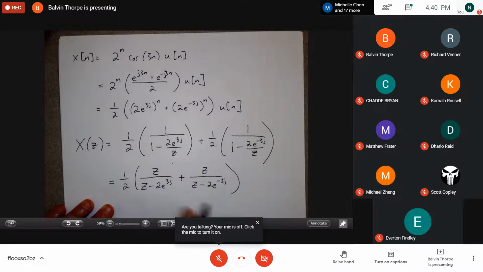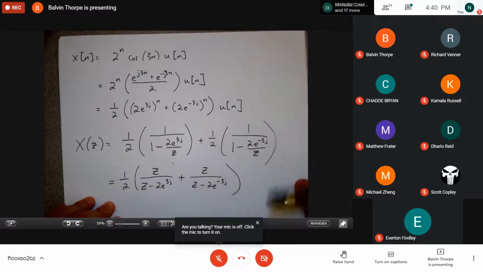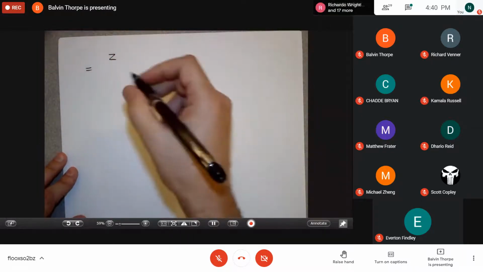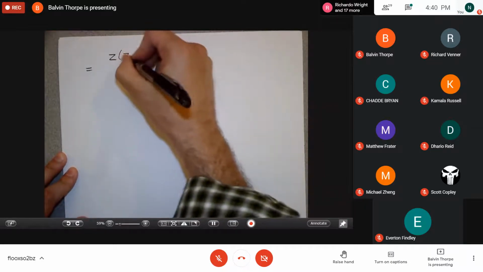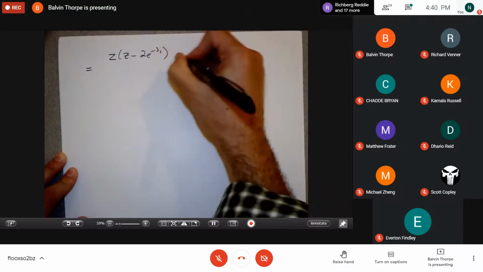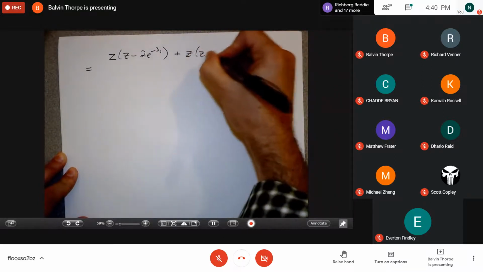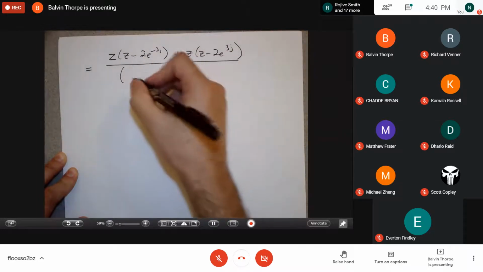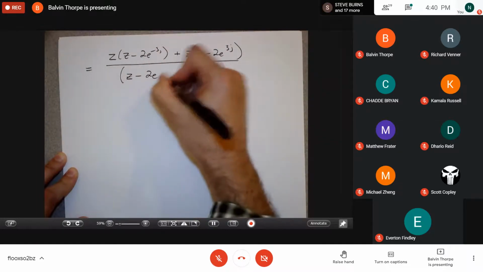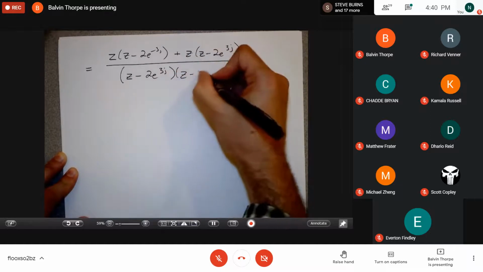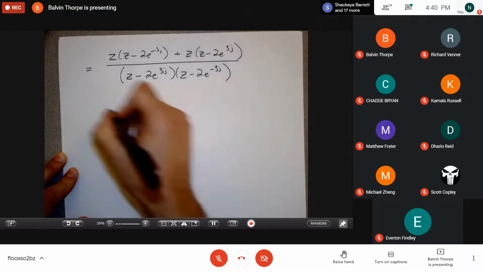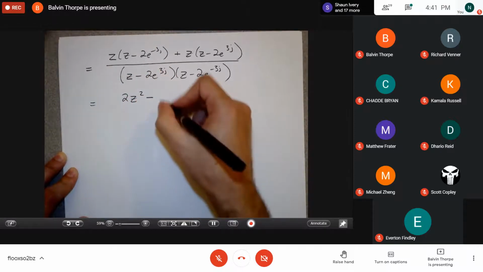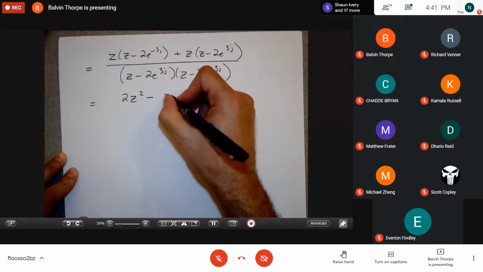And now I'm going to multiply through to get a common denominator. So I'm going to get z minus 2e to the minus 3j plus z minus 2e to the plus 3j over the product of these things. So I'm going to get 2z squared minus, well, let's think about this for a second.